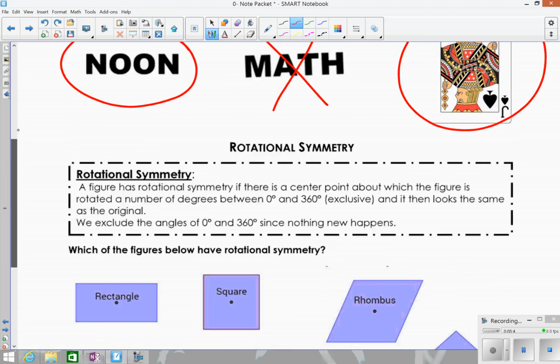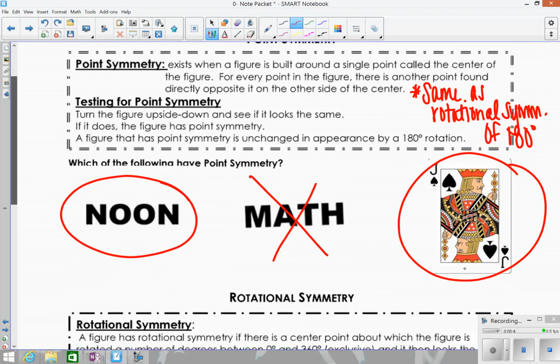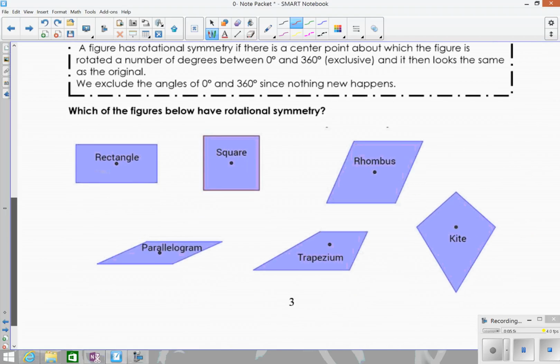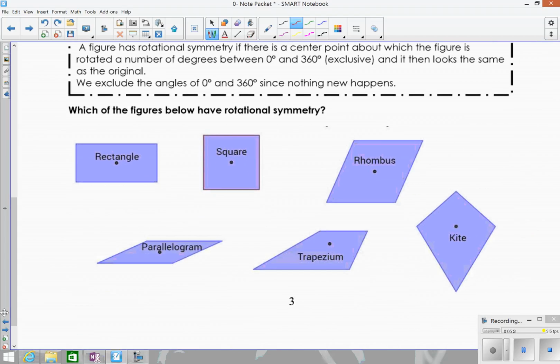So I talked about rotational symmetry up here. Rotational symmetry of 180 degrees means you have to turn the figure 180 degrees for it to look the same. That would be rotational symmetry of 180. But we also have rotational symmetry of other degrees. So I could have rotational symmetry of 45 degrees, meaning I turn the figure 45 degrees and it looks the same. So rotational symmetry just means it's symmetric when you turn it a certain number of degrees between 0 and 360, exclusive, meaning not including 0 and 360, and it looks the same.